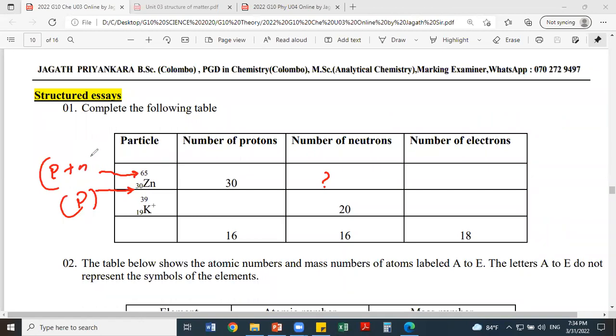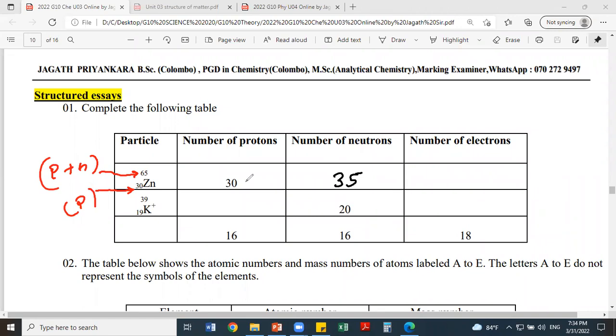Okay. Those who are not done, quickly write the answer now. If you have not got the printout, at least you can look at the screen. Atomic number means proton. Mass number is both. So what is the neutron? How many neutrons? Yes, Afan, what is the answer? 35. Yeah, very good. 65 minus 30, 35. So others also check your answers, or else write before me: 35.